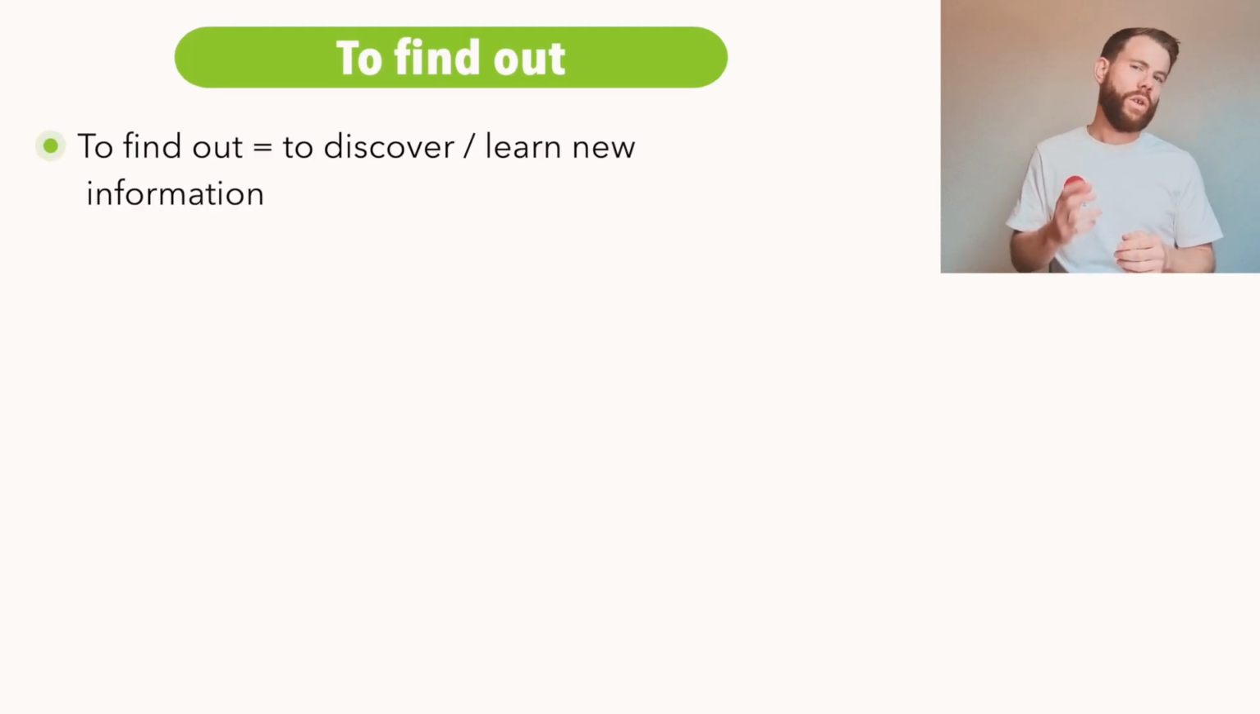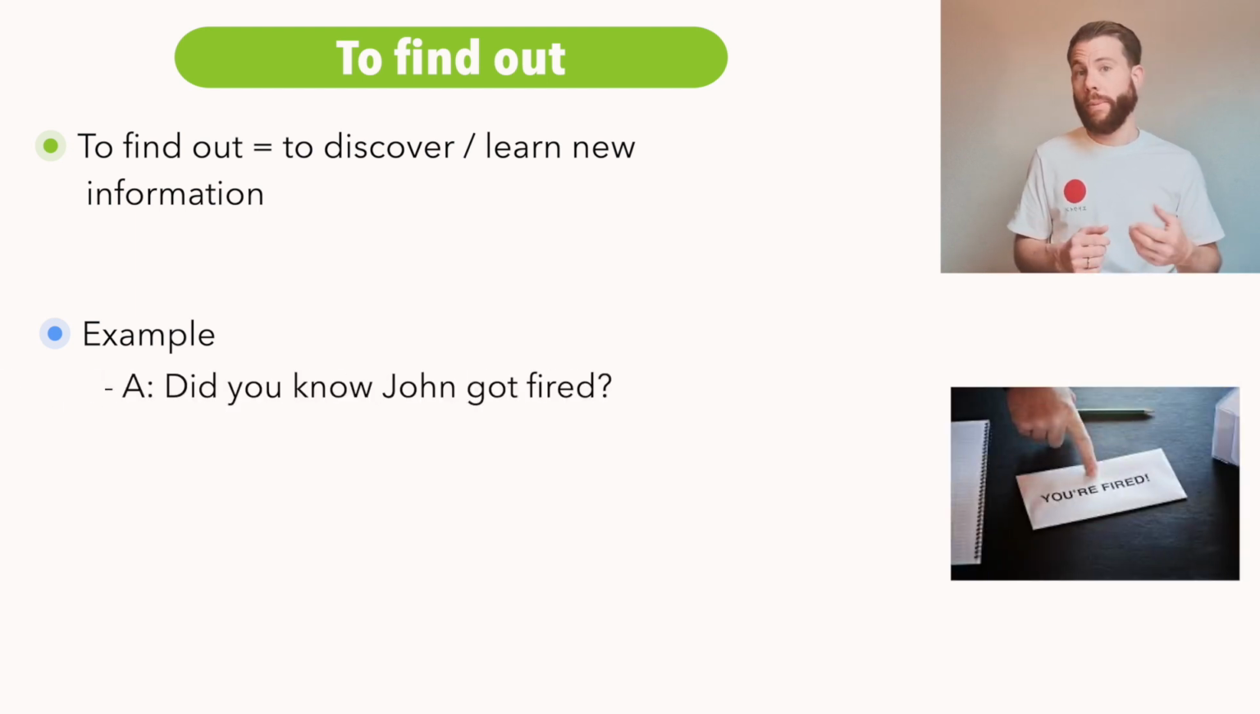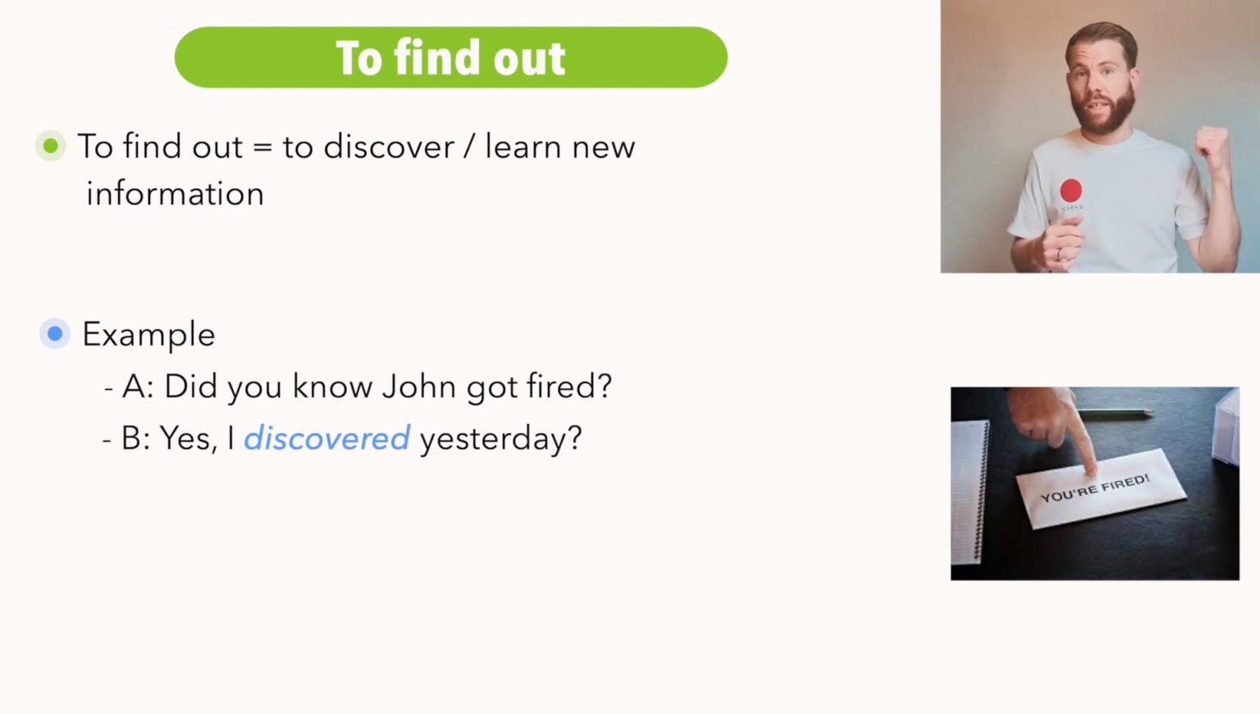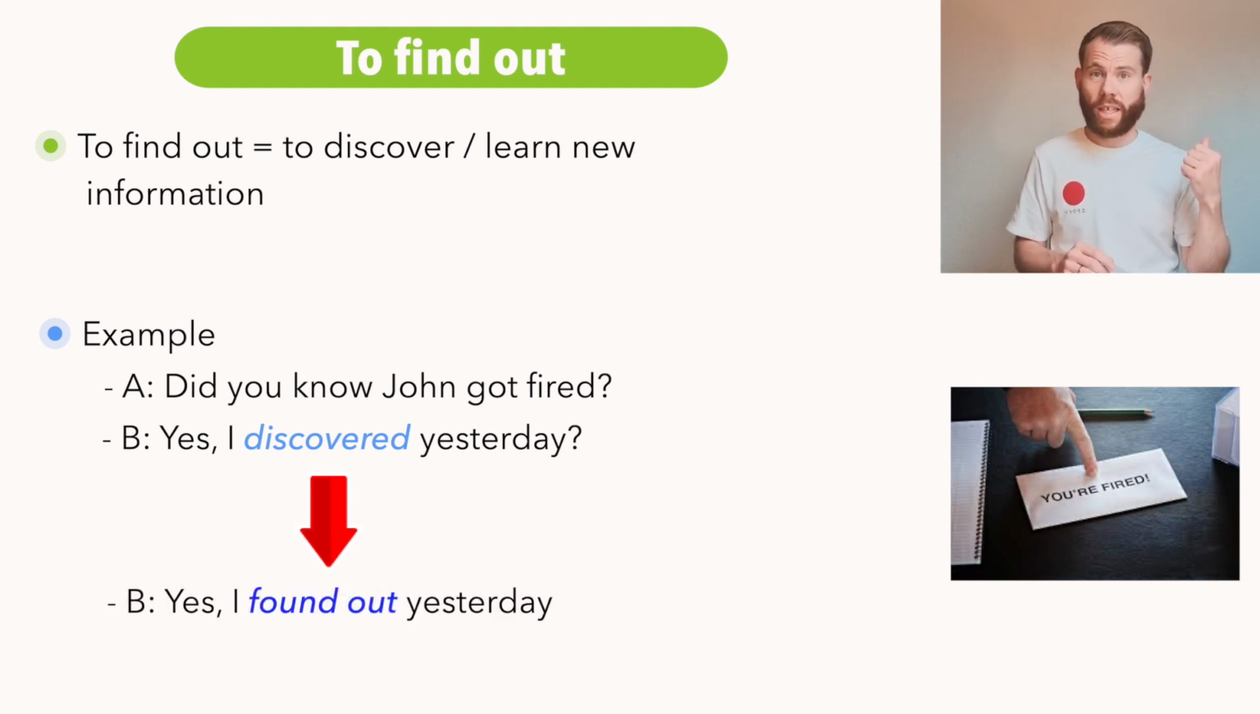Number 6, to find out. To find out means to discover or learn some new information. For example, in a conversation, person A could say, did you know John got fired? And person B can respond, yes, I discovered yesterday. But it would be better if they responded, yes, I found out yesterday. Much more natural, again, achieving the goal of sounding more natural, more fluent, more like a native speaker.